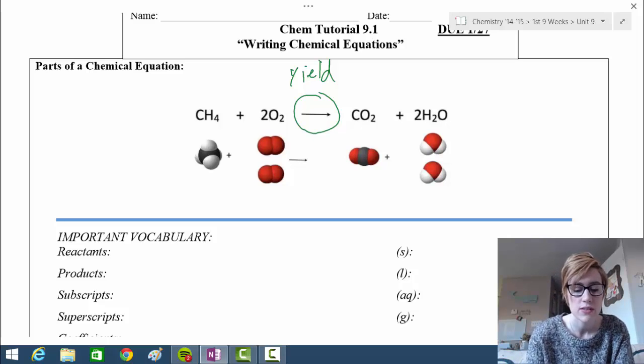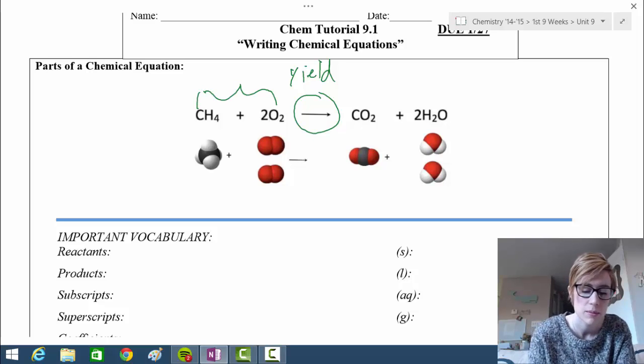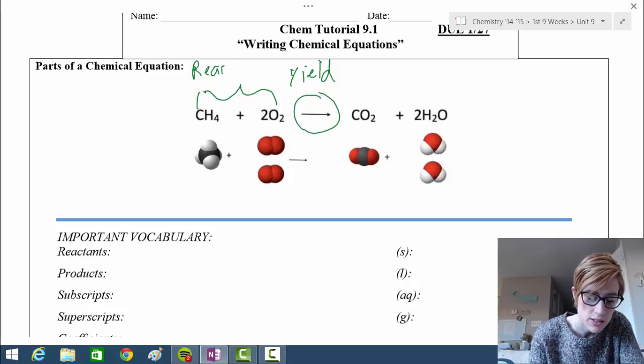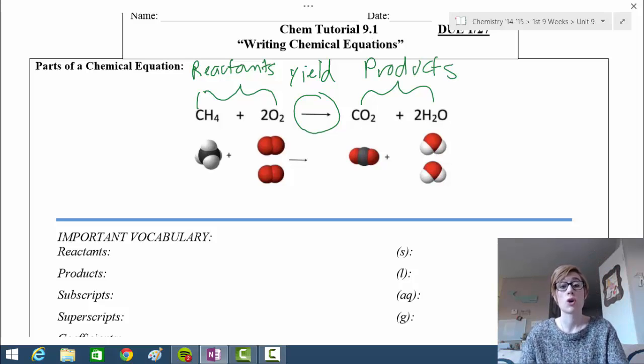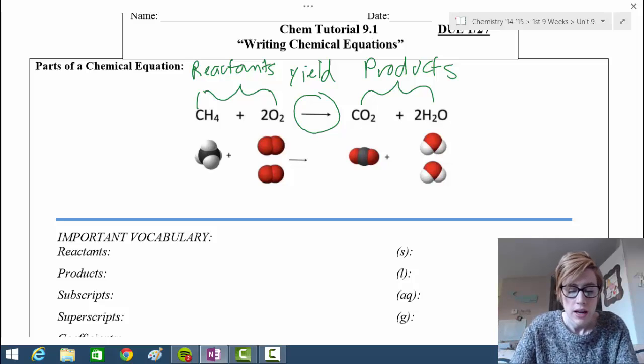Anything to the left of the yield sign, so all of these compounds and elements, are termed our reactants. So reactants are to the left of the yield sign. And anything to the right of the yield sign is termed our products. Anything before is what we start with in the reaction, and the yield sign represents that these reactants are actually reacting, and then products are what we have left over.